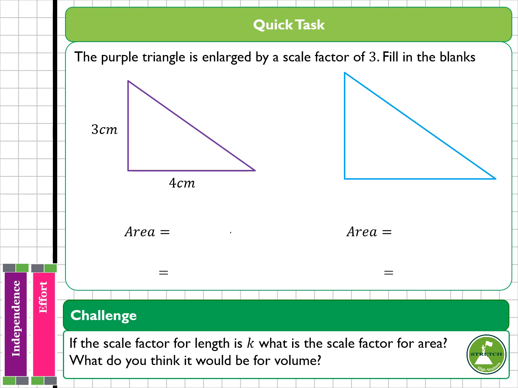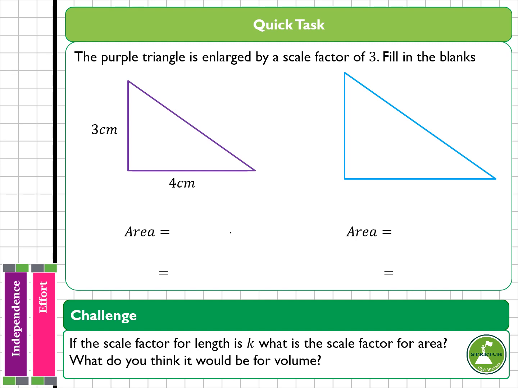To begin to consider scale factors for area and volume, have a look at the two triangles on the board. The purple triangle is enlarged by a scale factor of 3. Can you fill in the blanks to work out not only the missing sides on the blue triangle, but also what the area of the purple triangle and the area of the blue triangle is?